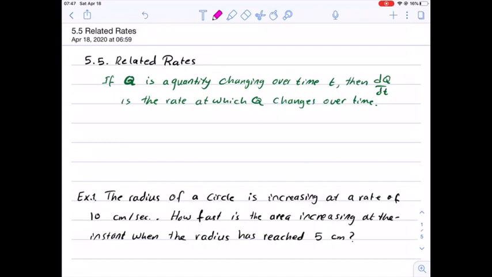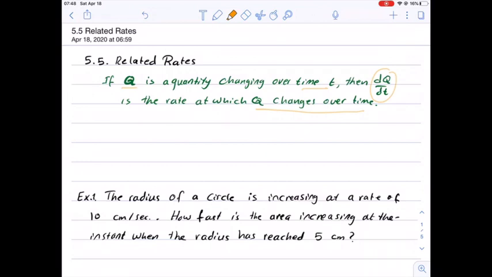In this section, we discuss another application of derivatives. This application is called related rates. What do we mean by related rates? If we have a quantity Q that's changing over time, then the derivative of Q with respect to t is called the rate of change, or the rate at which Q changes over time.